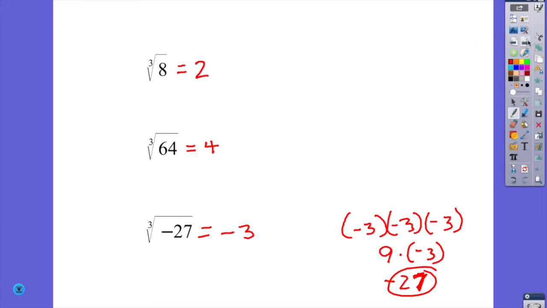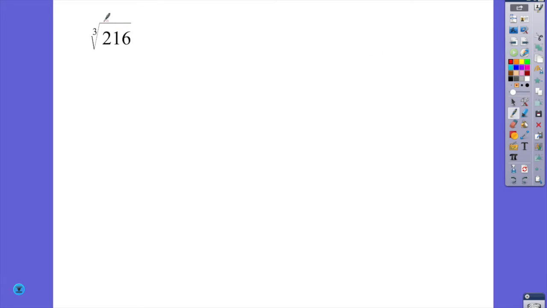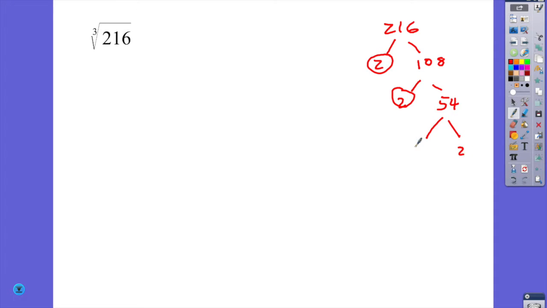All right, one last thing to discuss. What about large numbers? Well, the only thing I'm going to say here is go back to our two strategies. One strategy is to prime factorize. I can take 216, I can start breaking it down to its prime factors. In this case, 2 times 108, 2 times 54. Let's see, that's going to be 2 times 27. 27 is 3 times 9. And 9 is 3 times 3.